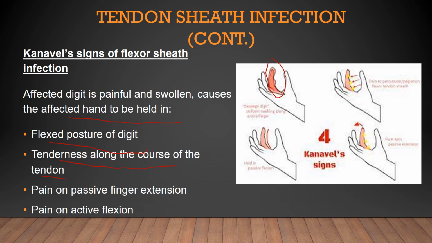extends it. The patient will still feel the pain, and even if the patient moves his or her finger by themselves, pain will also occur. So that's what is meant by pain on passive finger extension, which means the doctor is helping the patient in extending the finger, but pain on active flexion is the patient flexing the finger by himself or herself, and that would cause pain in this case. So these are the cardinal signs of flexor sheath infection.